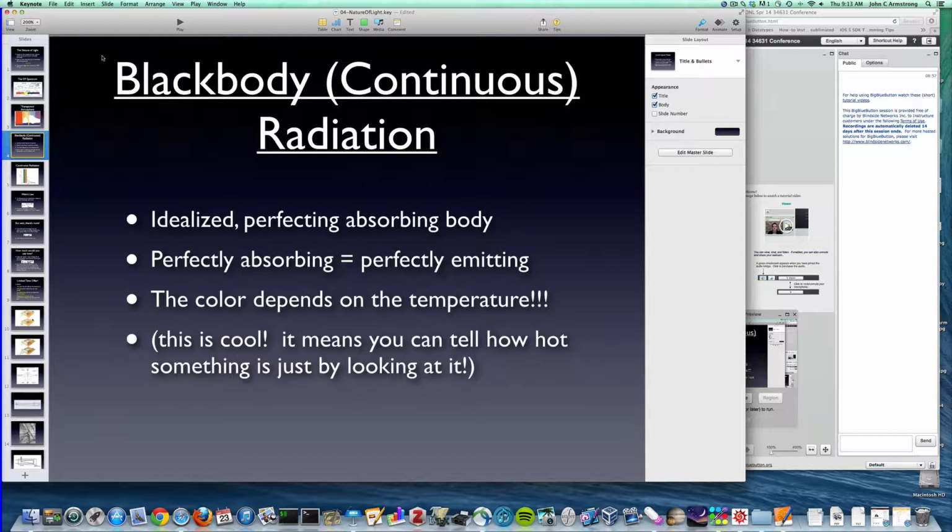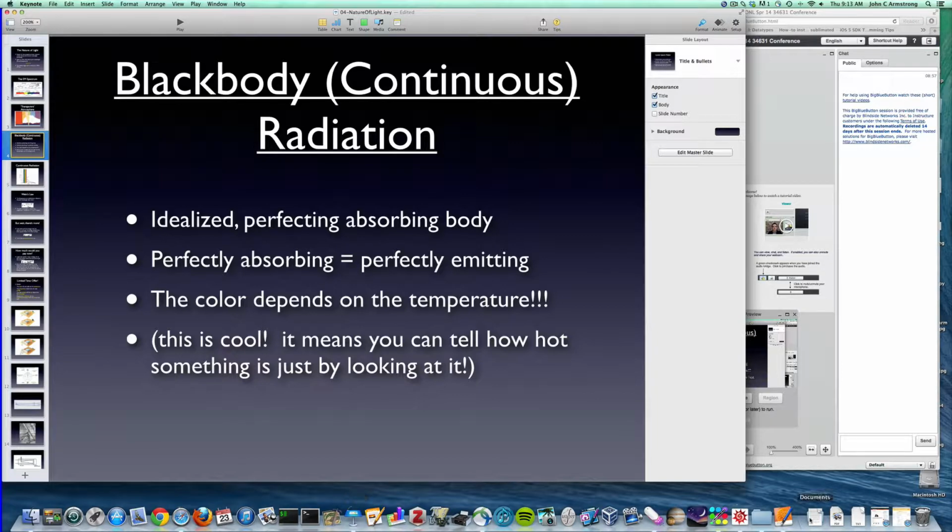So it's an idealized, perfectly absorbing body, which means it also has to be perfectly emitting because of conservation of energy. And the really awesome thing about it is that the color depends on the temperature. So the hotter something is, the bluer it is; the colder it is, the redder it is. And I'll show you a demonstration of that in just a second. I will do that now.